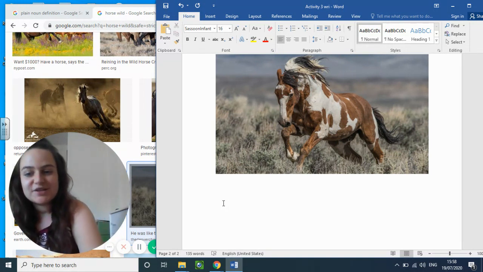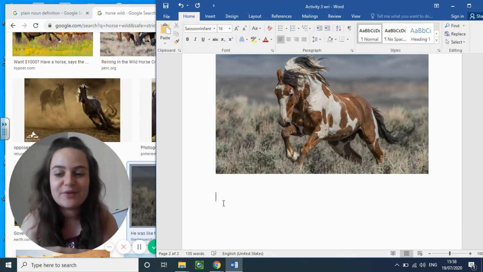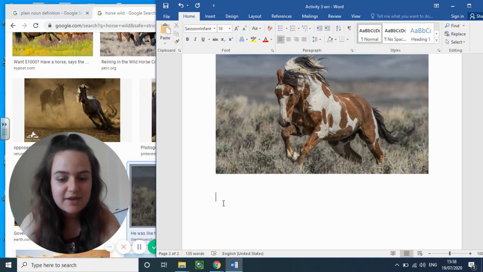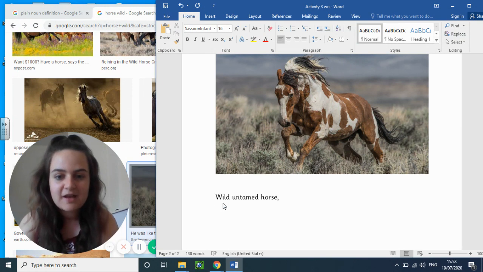So first I am going to use my ideas about what the horse looks like, then another idea about what the horse looks like, and then to finish off, the last line is going to be about what the horse might do. So my first one is going to be, I'm going to use that really good word. I'm going to write that he's a wild horse. I'm going to write wild, untamed horse. That describes what he looks like.